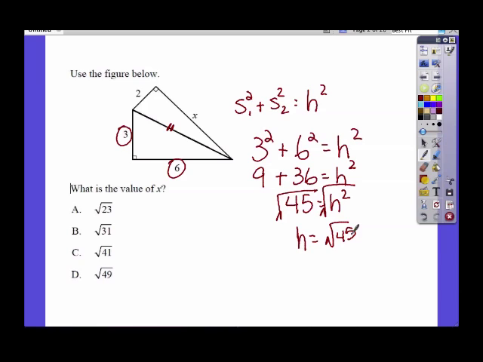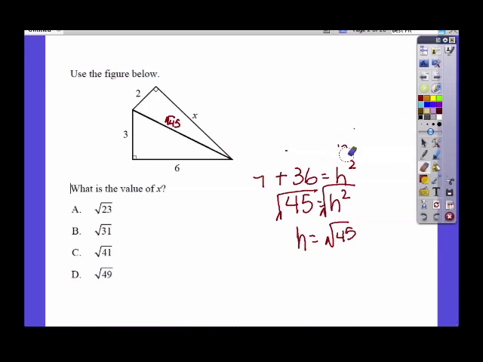So the hypotenuse, actually it's the hypotenuse for both triangles, is going to have a length of the square root of 45. So we're going to mark that. That gives us two sides of the triangle. So now we're able to find the missing length of the second triangle.